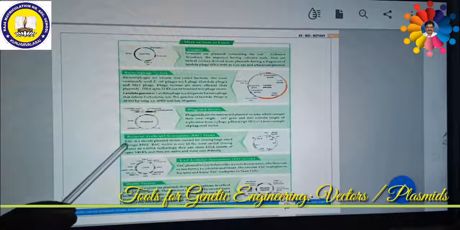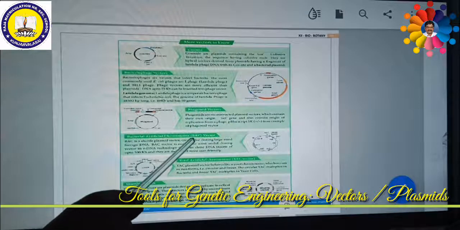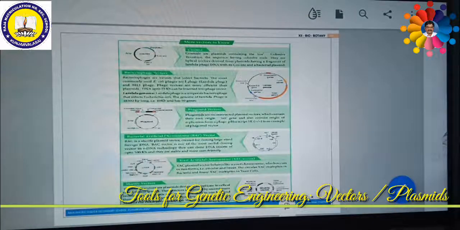Next one is the bacterial artificial chromosome vector. This is also called the BAC vector. The BAC is a shuttle plasmid. What do you mean by shuttle plasmid? It is created for cloning large-sized foreign DNA. This BAC vector is one of the most useful cloning vectors in our DNA technology. They can clone DNA inserts of up to 300 kb. Usually we call 10 kb, but 300 kb of nitrogenous bases can be transferred. So they are very stable and more user friendly.